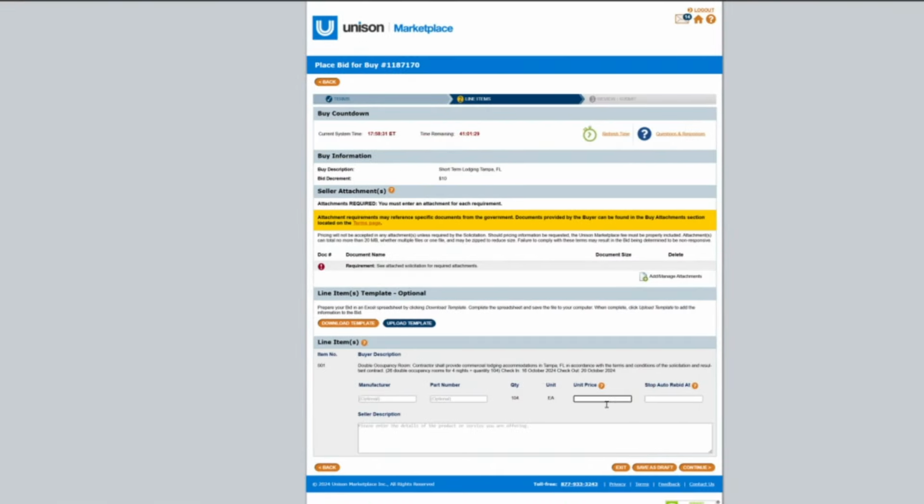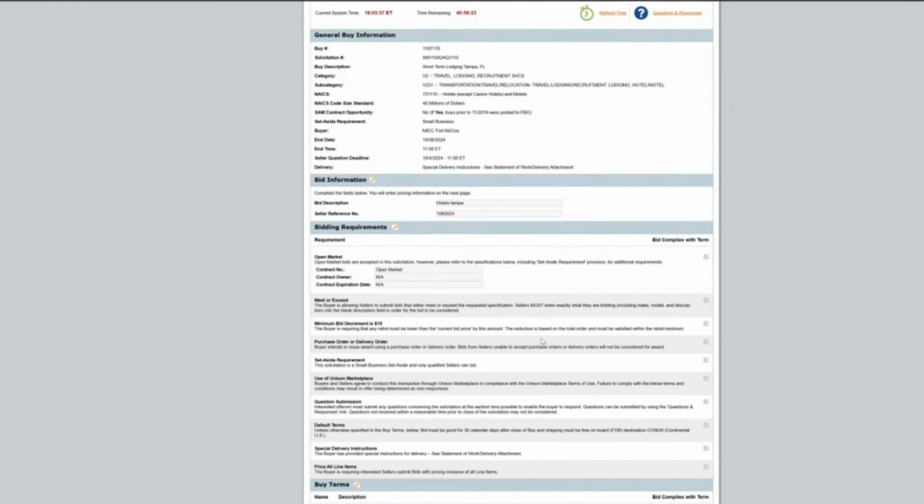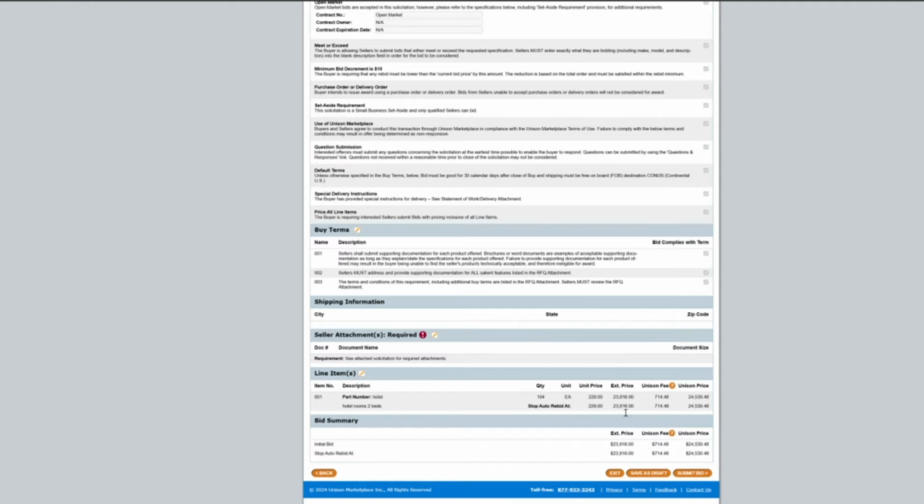So we're gonna put in our unit price here. $229, part optional. We're just gonna put hotel. And for the description, you can just describe what the hotel room is offering. All right, now we're gonna continue. Boom, as you see here, the extension price is $23,000, but the Unison fee is $714. This is why I don't use Unisons personally, but it is a way that you can bid on federal government contracts and get your foot in the door.